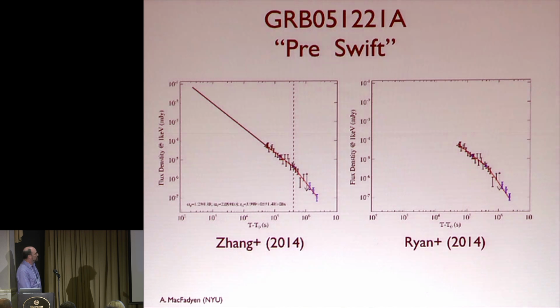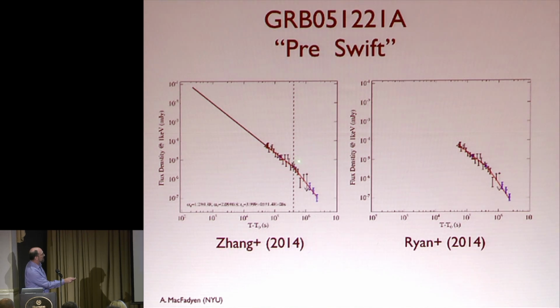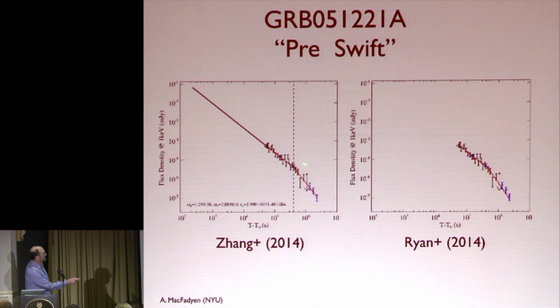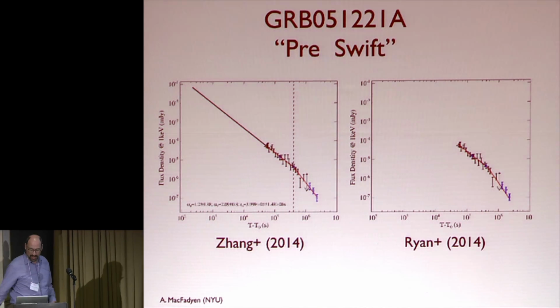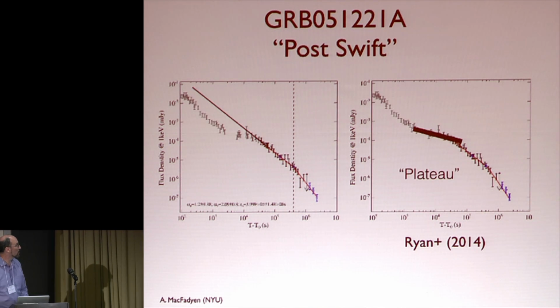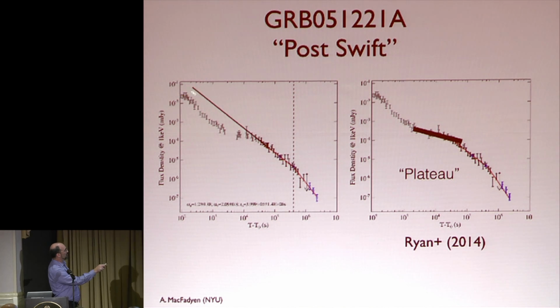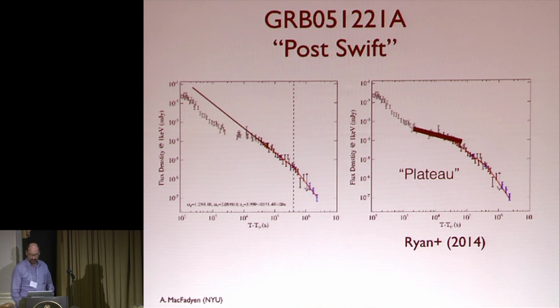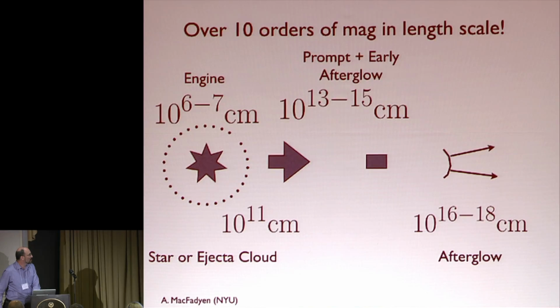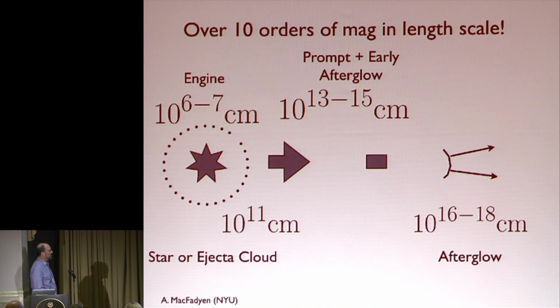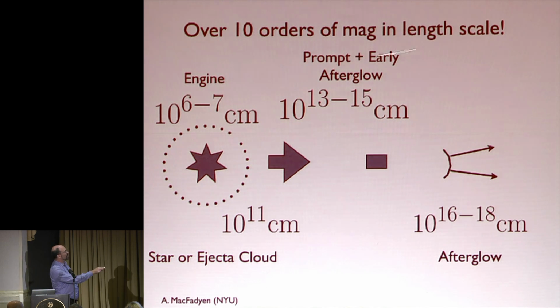Another really interesting thing is that you might have predicted that the early slope would continue to very early times, and that's not what's found by Swift. Swift found a very different type of behavior, where the early afterglow is declining quickly and then forms a kind of plateau. And I'm going to show you some interesting clues that this may give us about the central engine of GRBs.